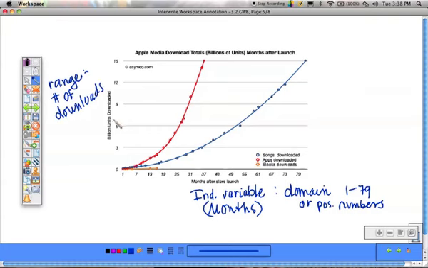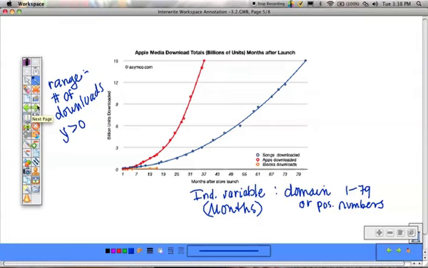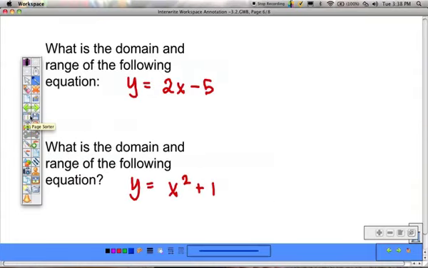In this case, from 0 and greater, so x or y values can be greater than 0. Okay, so range is what are the y values, and domain is the x values. Okay, what is the domain and range of the following?